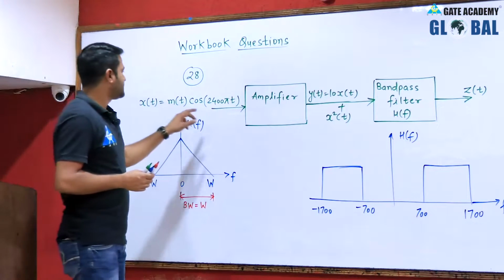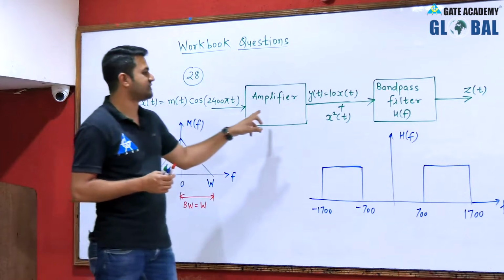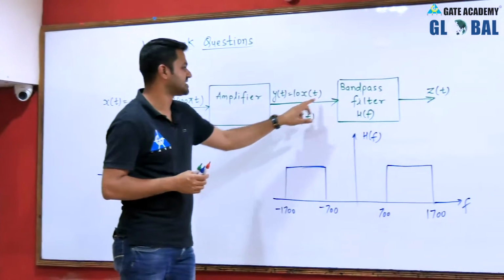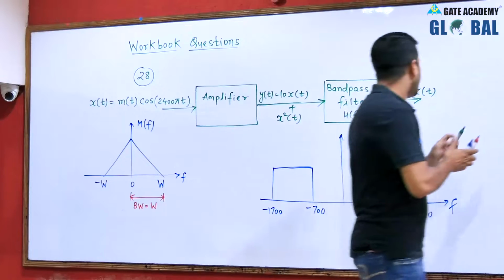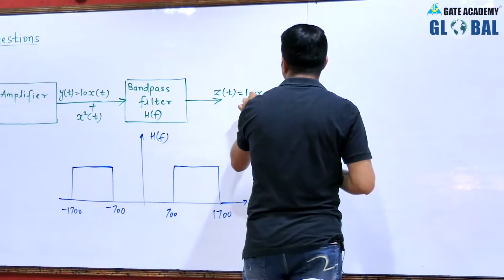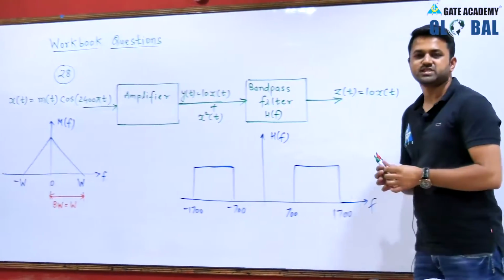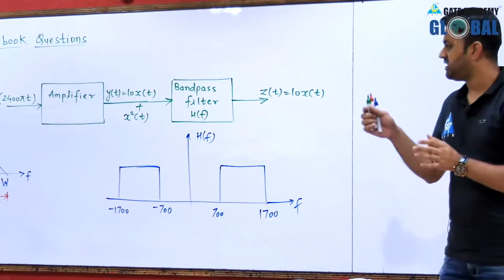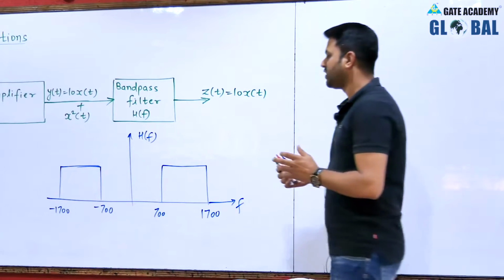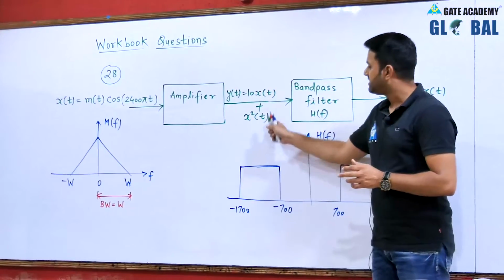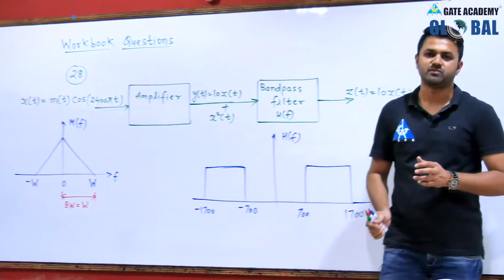Now this m(t) is multiplied with the cosine term, generating x(t), and this x(t) passes through the amplifier generating 10 x(t) plus x square(t), which is y(t), and this y(t) passes through the band pass filter, and the output should be 10 times x(t). It means that this filter is suppressing the term x square(t). So first of all we should know the spectrum of x(t), then we will draw the spectrum of x square(t), and we will combine these two, 10 x(t) and x square(t), to get the spectrum of y(t).